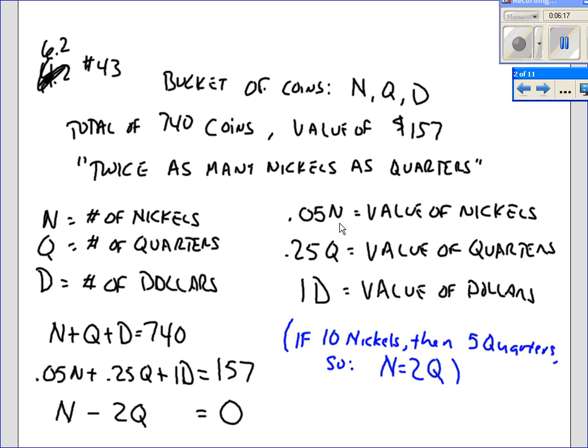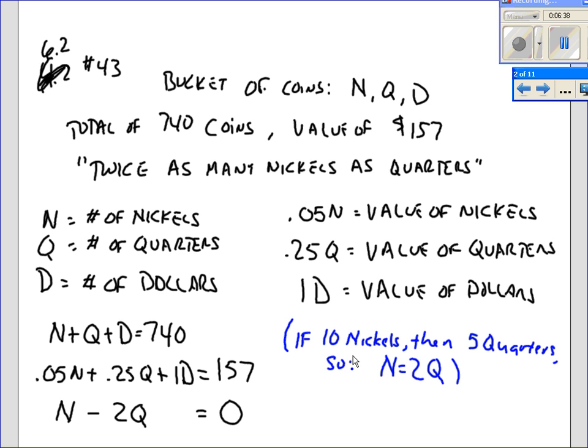Whereas 0.05n is the value of the nickels, 0.25q is the dollar value of the quarters, and 1d is the value of the dollars. So the total number of coins was 740, and the total value of the coins was $157. And then the one we had to think about a little bit was there's twice as many nickels as quarters.